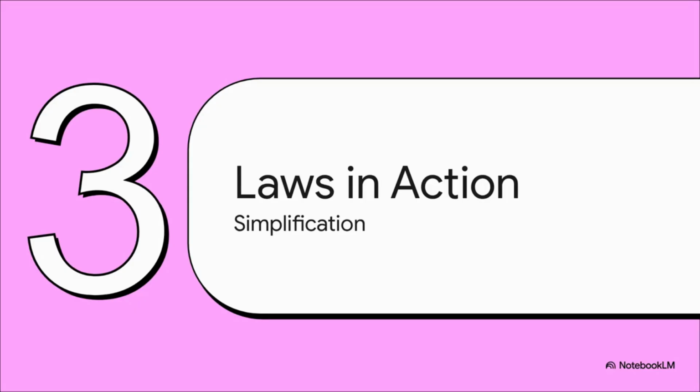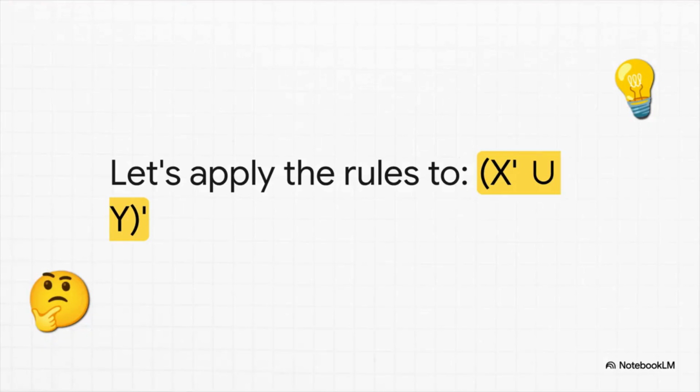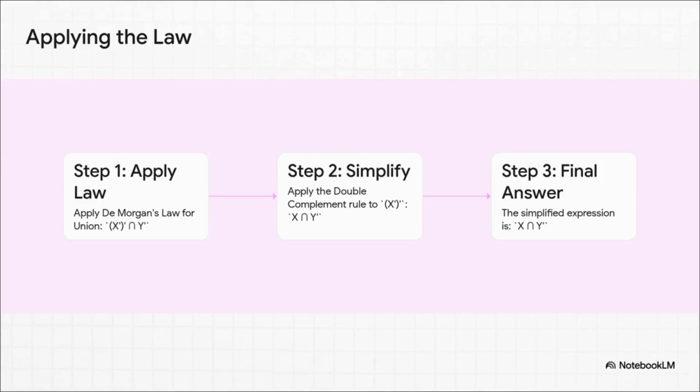Theory is one thing, but seeing these laws actually work is where it gets fun. Let's start with a pretty straightforward example just to see how it operates. Okay, so our task is to simplify this expression, the complement of the group X complement union Y. So let's break it down. First, we apply De Morgan's law. We push that outer complement inside to both the X prime and the Y. And what's the rule? The union in the middle has to flip to an intersection.